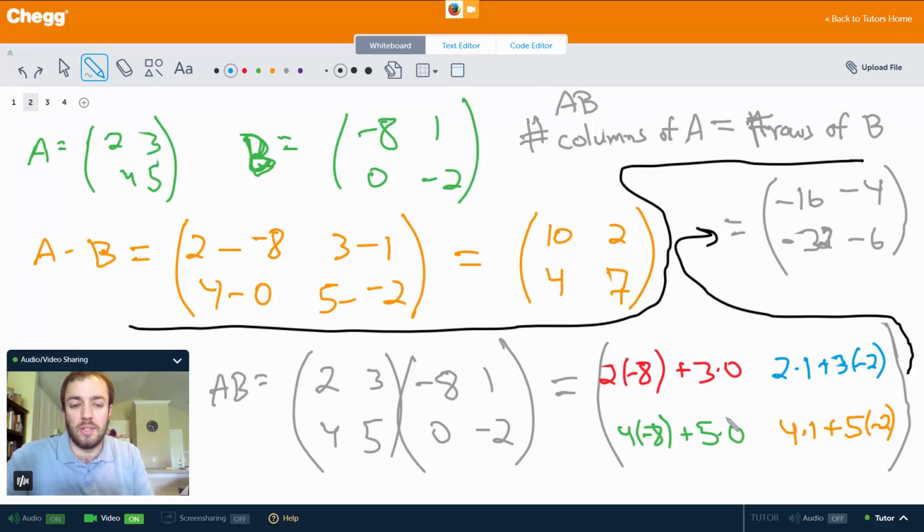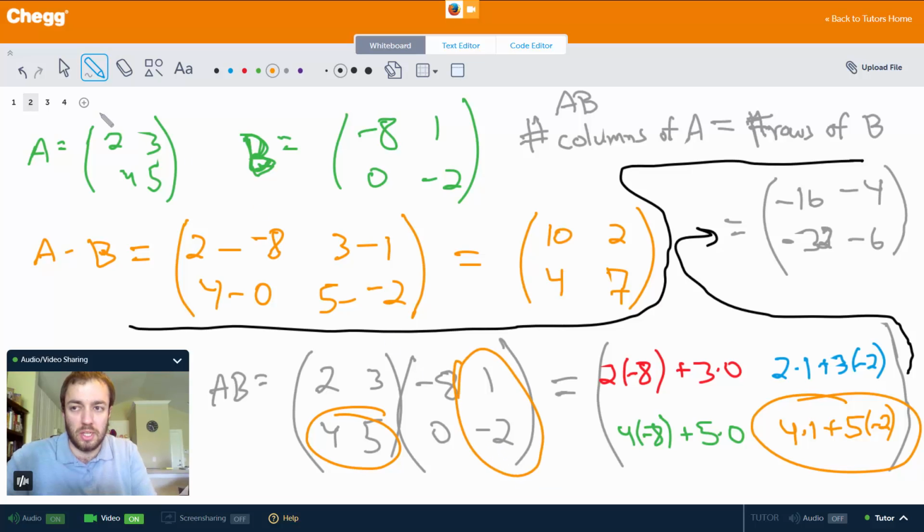And then to get the second row, first column of the product AB, we take the second row of A and the first column of B. And then finally, to get the second row, second column of the product, we take the second row of A paired with the second column of B.